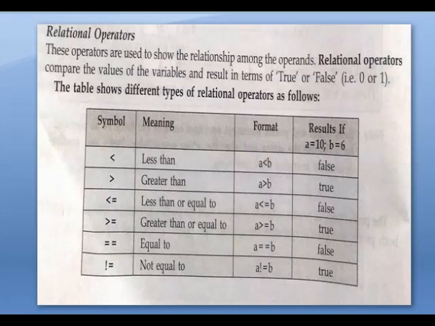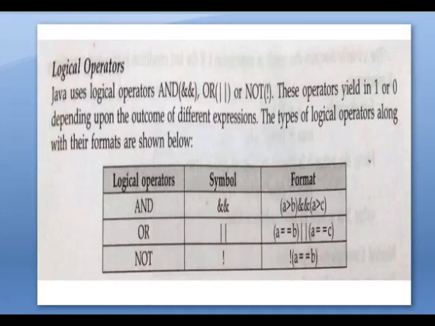So next one is logical operators. Java uses logical operators: AND means these two symbols you have to use, OR means this is the OR symbol, and NOT means this. These operators yield 1 or 0 depending upon the outcome of different expressions. The types of logical operators along with their formats are shown below. Here A greater than B and A greater than C. These two conditions we are checking. A equal to B or A equal to C. Either this or that. Then not means not equal.